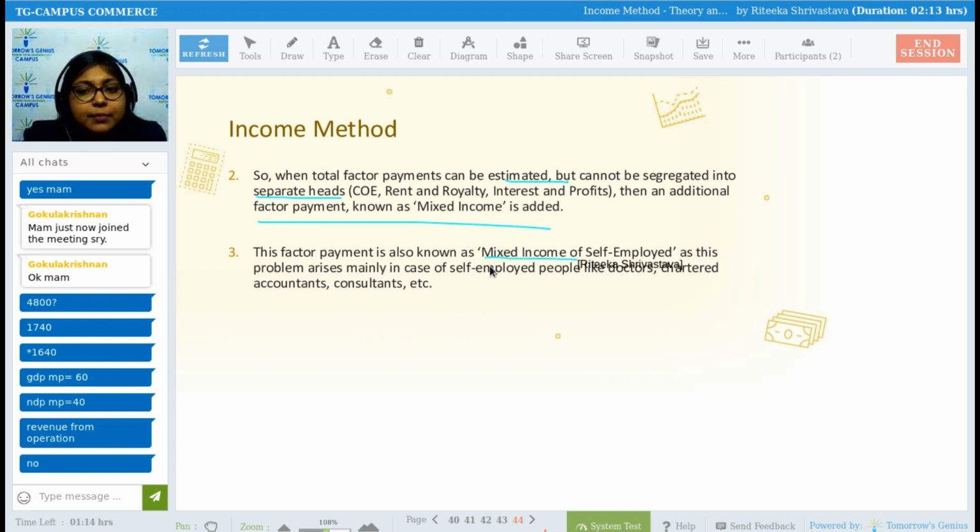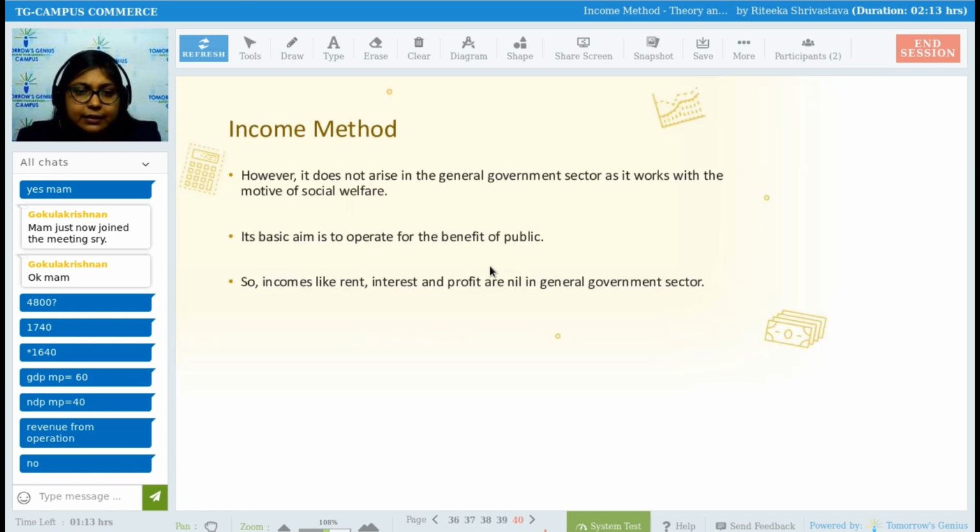This factor payment is also known as mixed income of the self-employed, as this problem arises mainly in the case of self-employed people like doctors, chartered accountants, consultants, and so on. So mixed income is also called the income of self-employed people, because this problem arises with those people who are self-employed. So mostly the people who will go under this category are self-employed people. Okay, so that was our next category.